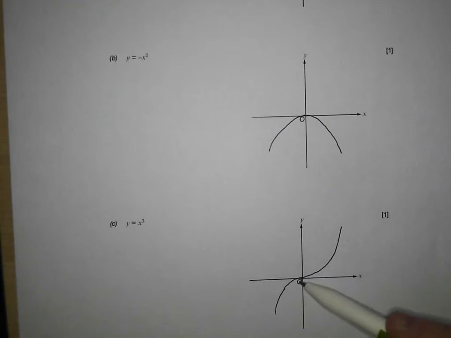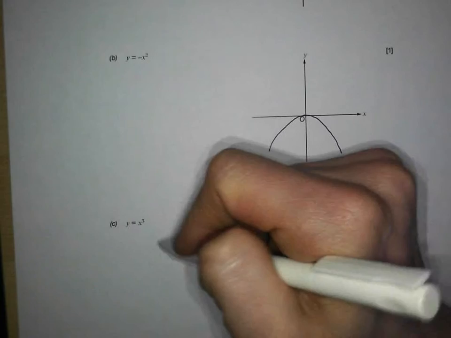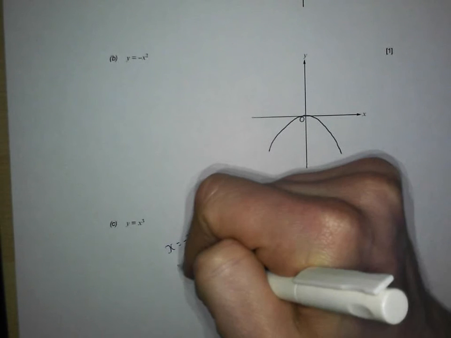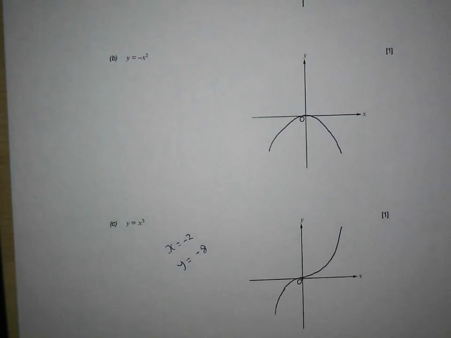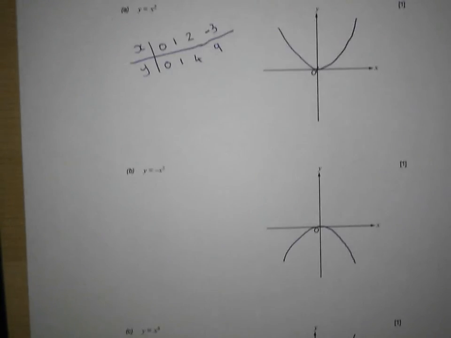But if you cube a negative number, it also becomes negative. So, for example, when x is minus 2, y is going to be equal to minus 2 cubed, which is minus 8. So this one dips down below the x-axis there. So as I say, learn your shape of graphs.